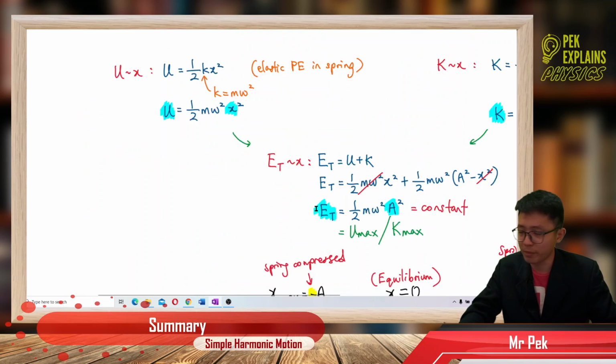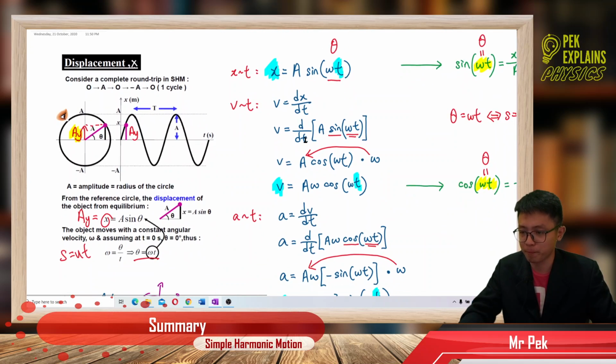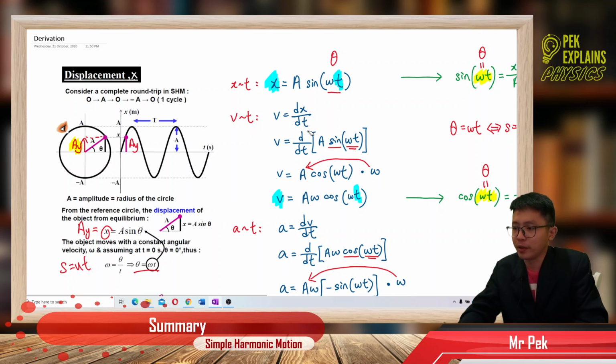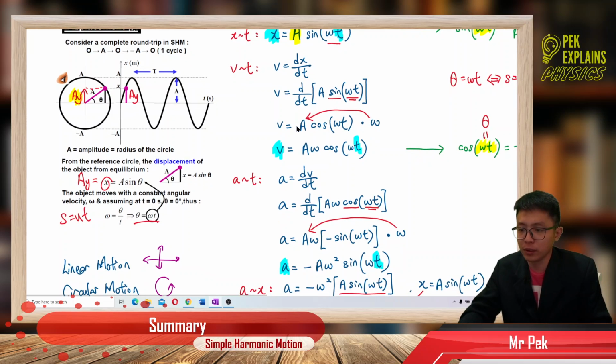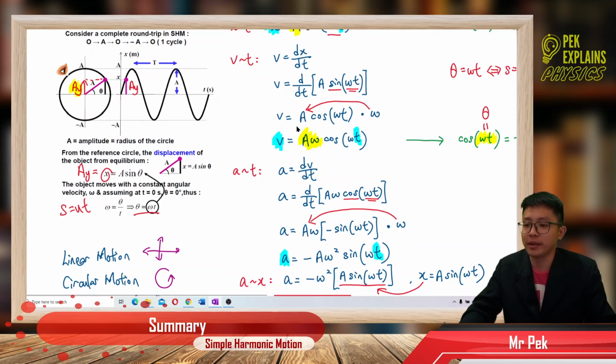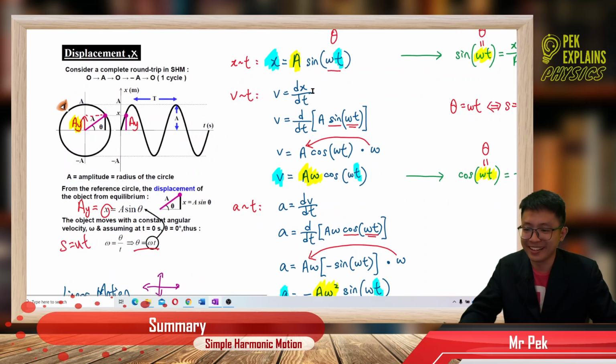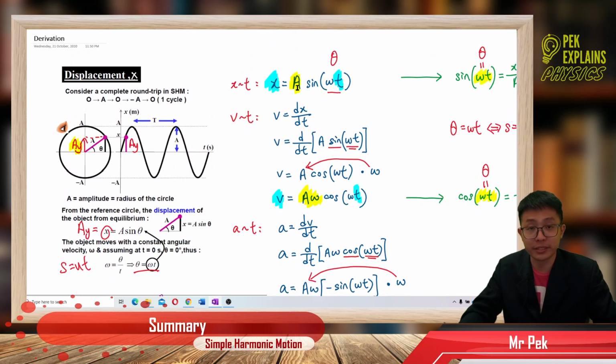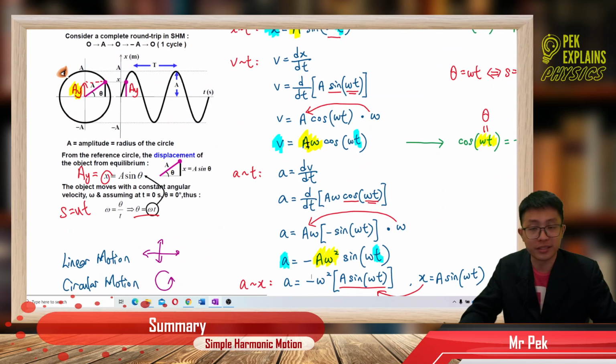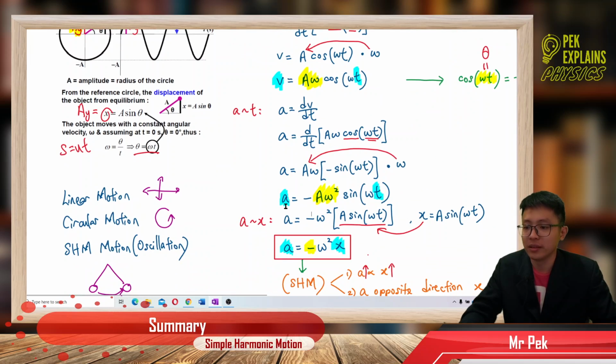Maybe we just look back at the formula. You see this formula? Maximum displacement is amplitude. Maximum velocity is A omega. Maximum acceleration is A omega square. Do you see that? Maximum displacement is amplitude, maximum velocity is A omega, maximum acceleration is A omega square.